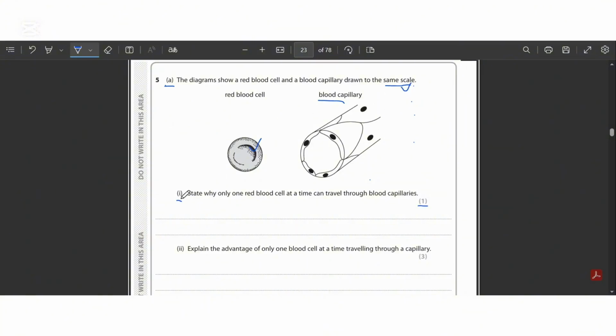All right. And here they have provided a red blood cell diagram and a blood capillary diagram. And part 1 states: why only one red blood cell at a time can travel through the blood capillaries. This is a 1 marker question.